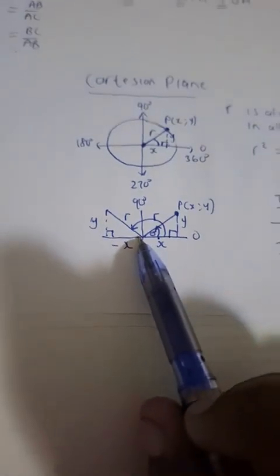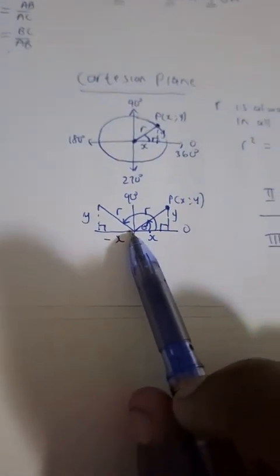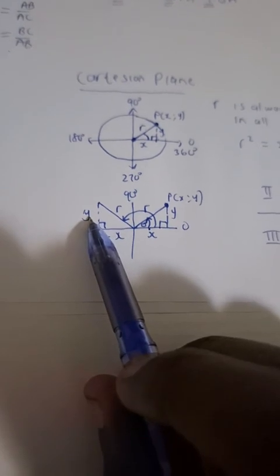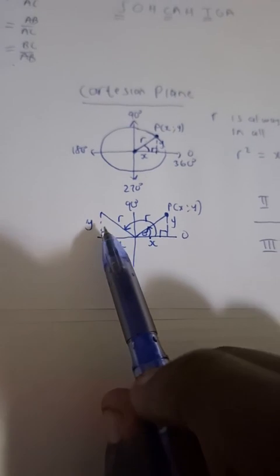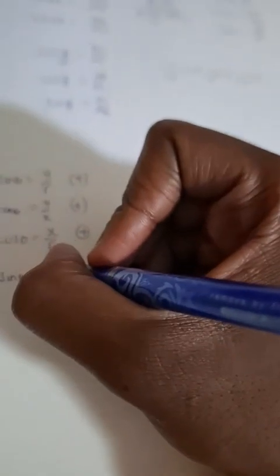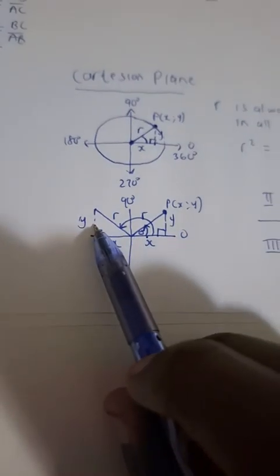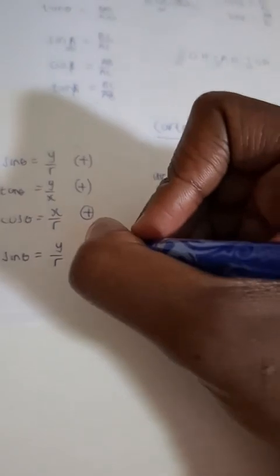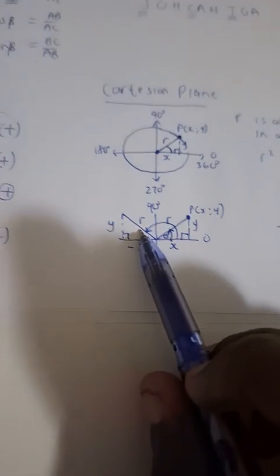So sine theta, for instance, will be equal to what? Still, the definition doesn't change for sine. It is opposite over hypotenuse. In other words, it's y over r. Remember, y is positive in this quadrant and r is always positive. So we still have sine being positive in the second quadrant.